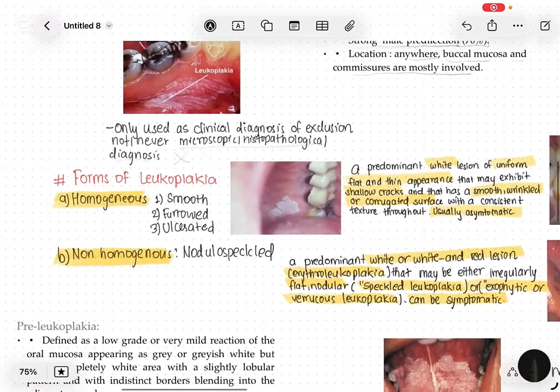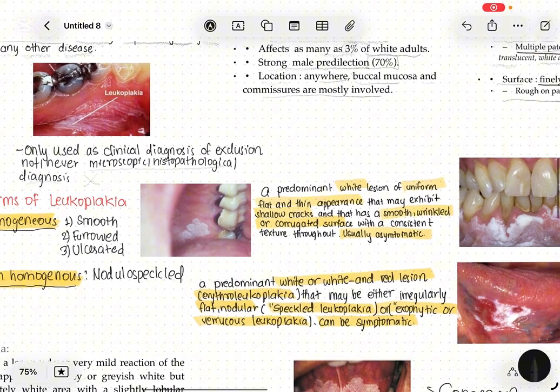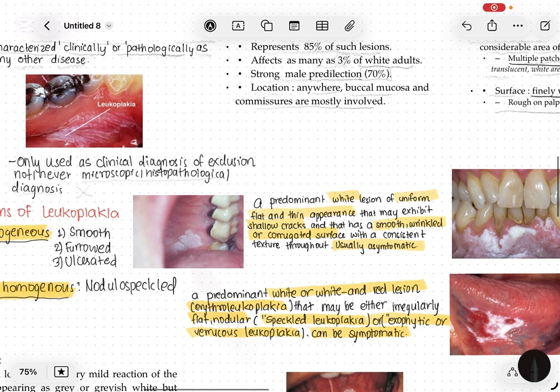Now let's move on to the forms of leukoplakia. Leukoplakia has two forms: it can either be homogeneous or non-homogeneous. Smooth, furrowed and ulcerated are homogeneous, and non-homogeneous are nodular and speckled. This is a homogeneous leukoplakia.